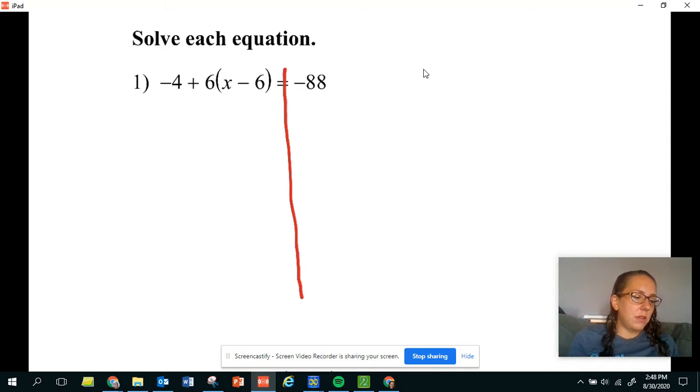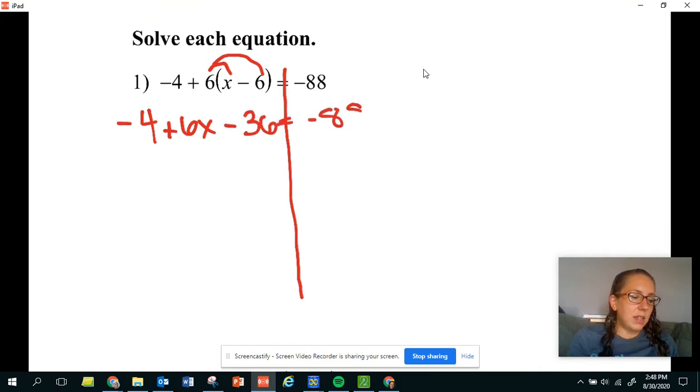And then when you have parentheses, the first thing you're going to want to do is distribute. So that 6 is going to multiply by both things in the parentheses. So I'm going to bring down my -4. 6 times x is going to be 6x, and 6 times -6 is -36.